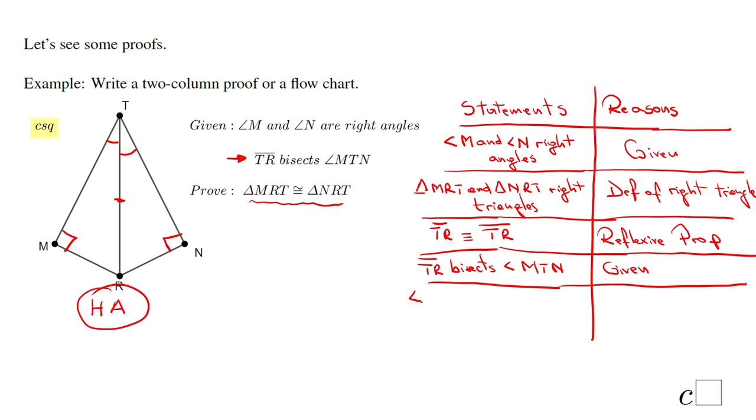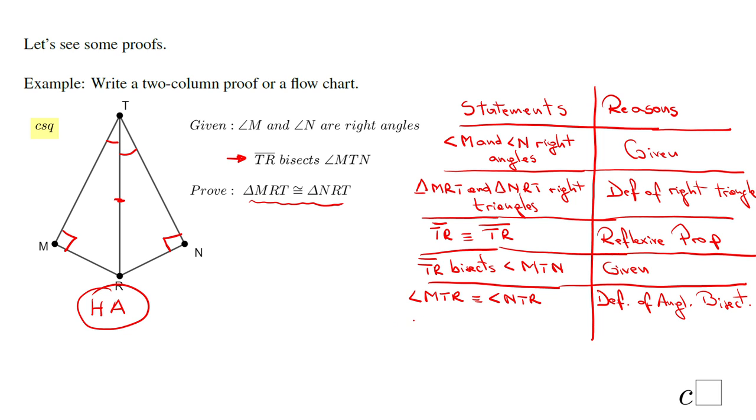So TR bisects angle MTN, this is given, and based on this statement we have the next statement, which is angle MTR congruent with angle NTR. And what was the reason? Definition of angle bisector. An angle bisector cuts an angle in half.